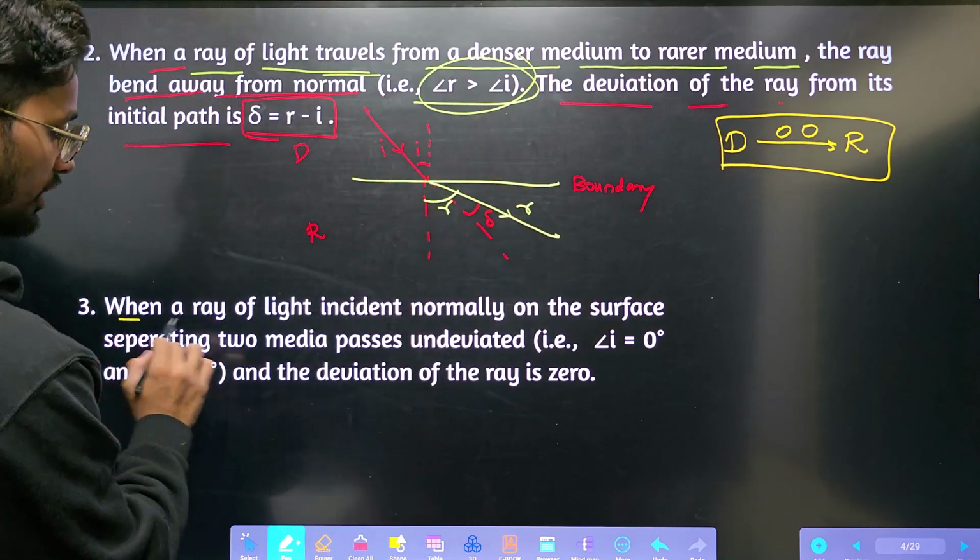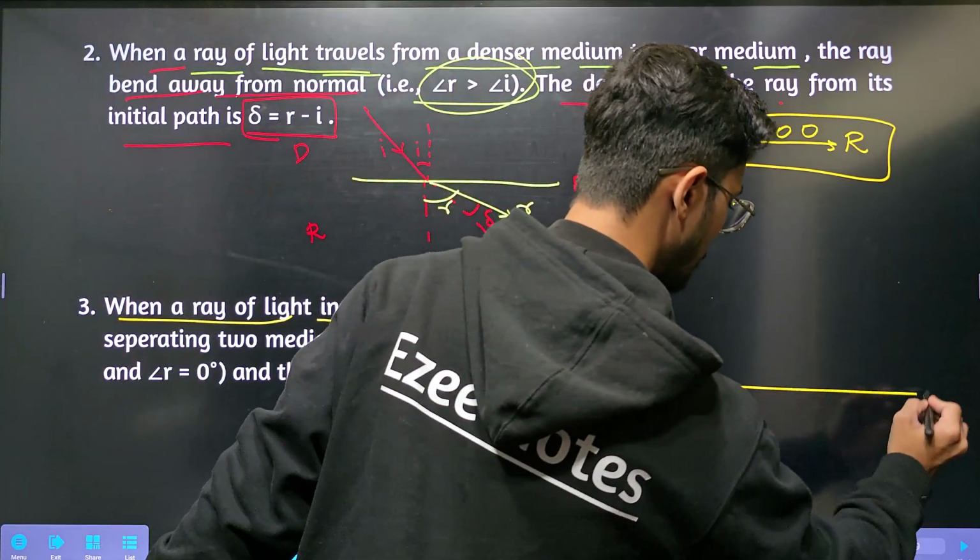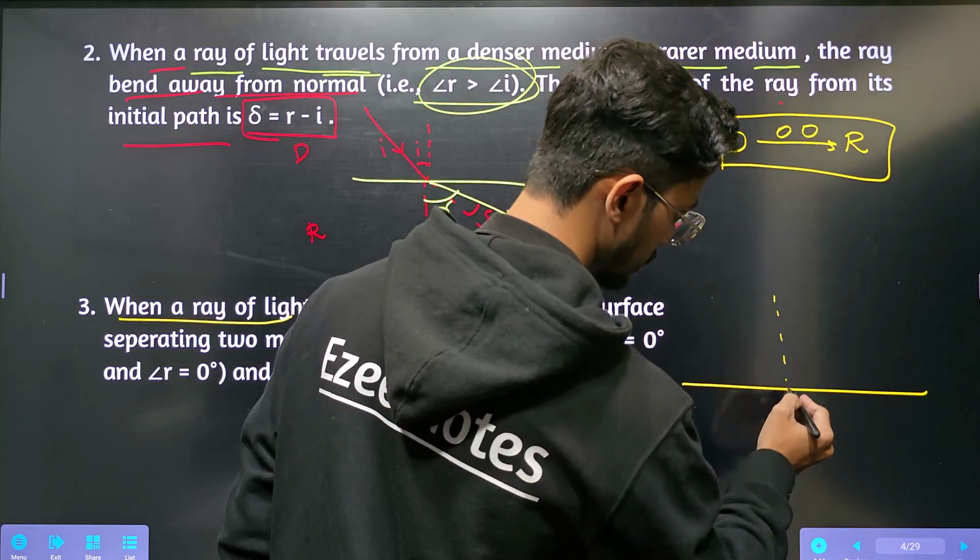Next, when a ray of light is incident normally on the surface. Normally on the surface means, see here, this is the normal, right? This was the normal.